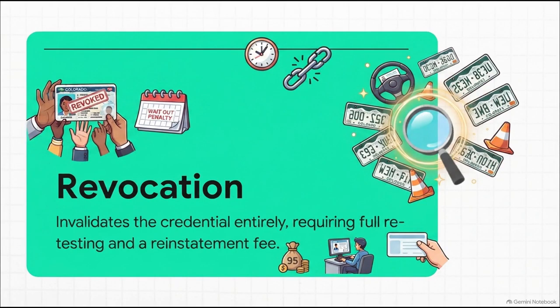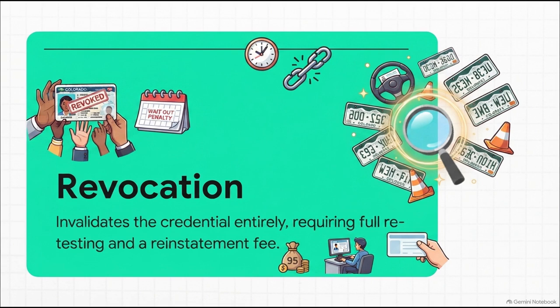Now, if your record comes back and you see a penalty, don't panic. But do read it very carefully. Knowing the difference between a cancellation and a revocation is going to completely dictate your next steps. A cancellation basically voids your current license, but it's not a formal restraint. You just resolve the underlying issue and a new one can be issued to you.